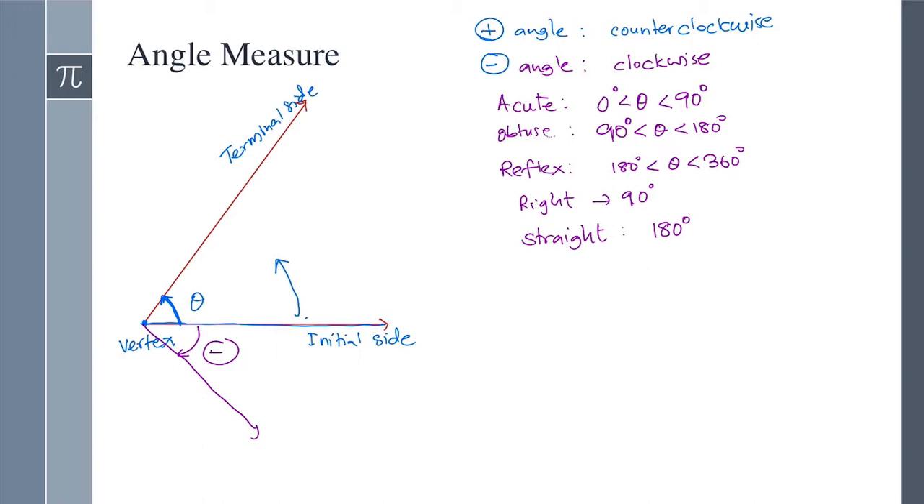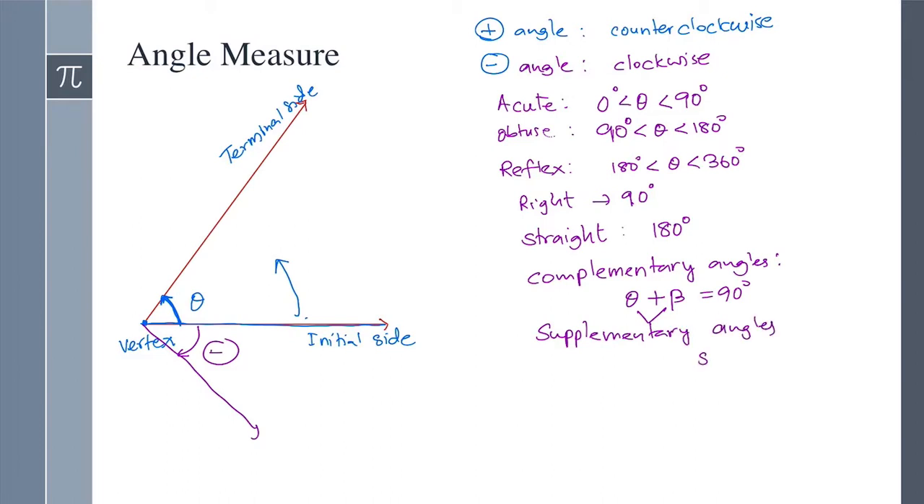And then we call two angles complementary angles if their sum is 90 degrees. For example, we have angle theta and angle beta. When you add them, if we get 90 degrees, then these are called complementary angles. Similarly, two angles are called supplementary angles if their sum is 180 degrees.